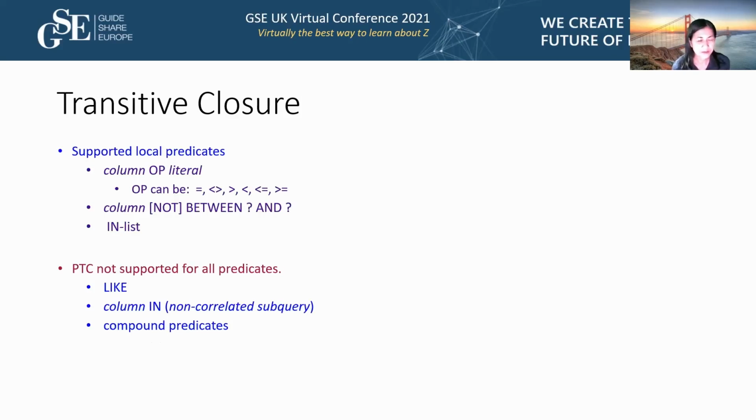Transitive closure is supported only for local predicates. The syntax is the column compared with a literal. The comparison operator can be equal, not equal, greater than, less than, less than or equal, or greater than or equal. The column can be compared in the BETWEEN predicate or NOT BETWEEN predicate, or IS NULL, or an IN predicate. Transitive closure is not supported for all predicates, like LIKE predicate, column in a non-correlated subquery, or a compound predicate. In these cases, Db2 does not support transitive closure.